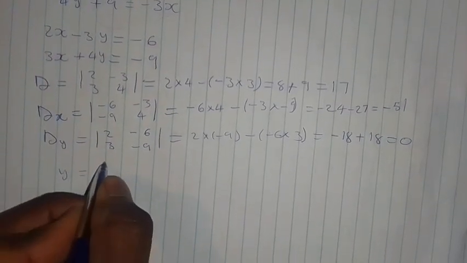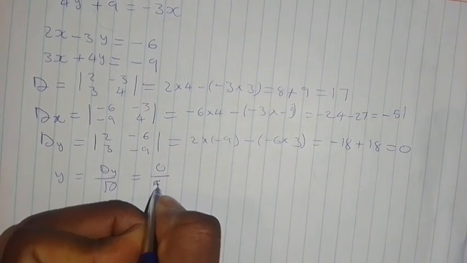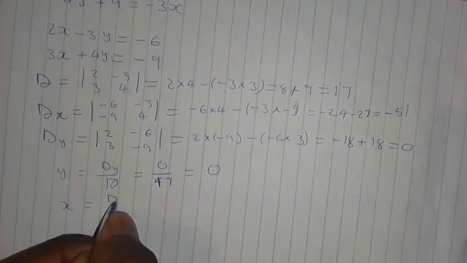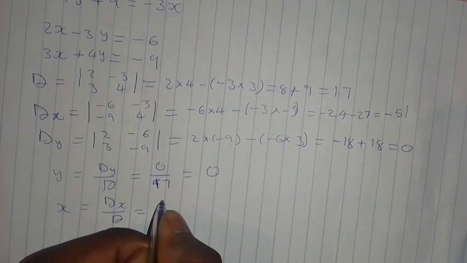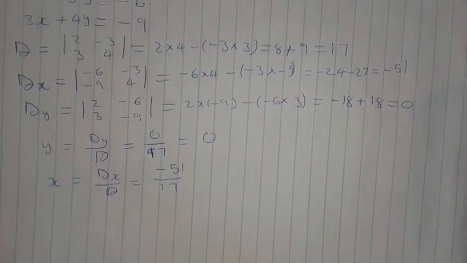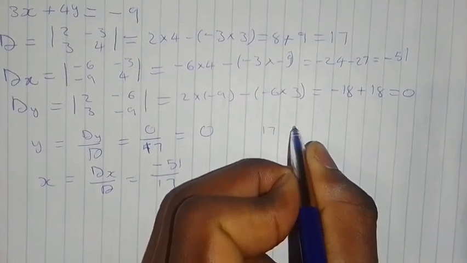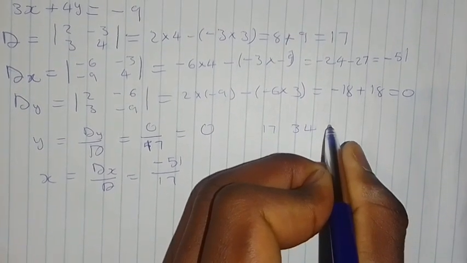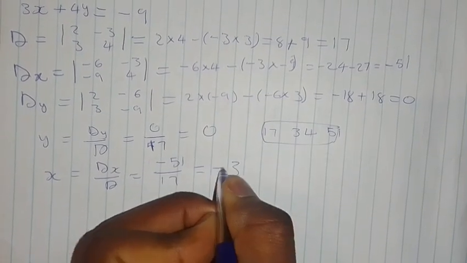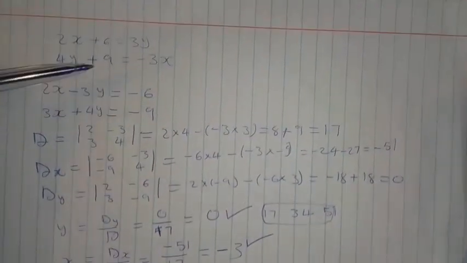Now y will be dy over d, which is 0 over 17. 0 divided by 17, that's going to be 0. Now x is going to be dx over d, which is the same as minus 51 divided by 17. Now how many times does 17 go into 51? We can have 17, and if we add 17 we're going to have 34, and if we add 17 we're going to have 51. So it goes in 3 times, but keep in mind we still have this negative. So that means that the solution to this is y equals 0 and x equals minus 3.